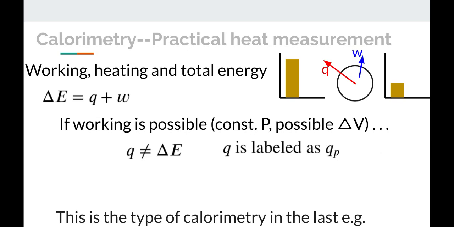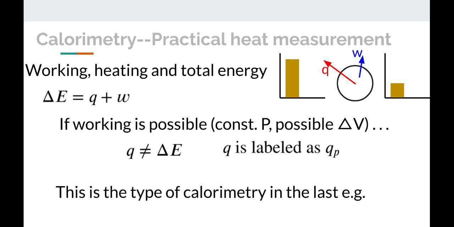So Q that's measured in this situation is labeled QP, or Q at constant pressure, and this is the kind of calorimetry called constant pressure calorimetry that we were doing in the last example. We weren't accounting for work because working will probably not be significant if it's just a piece of metal inside of a cup of water.